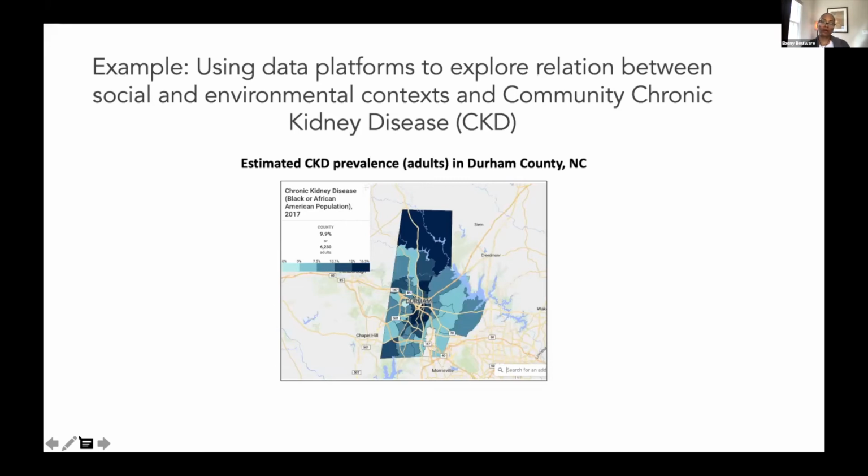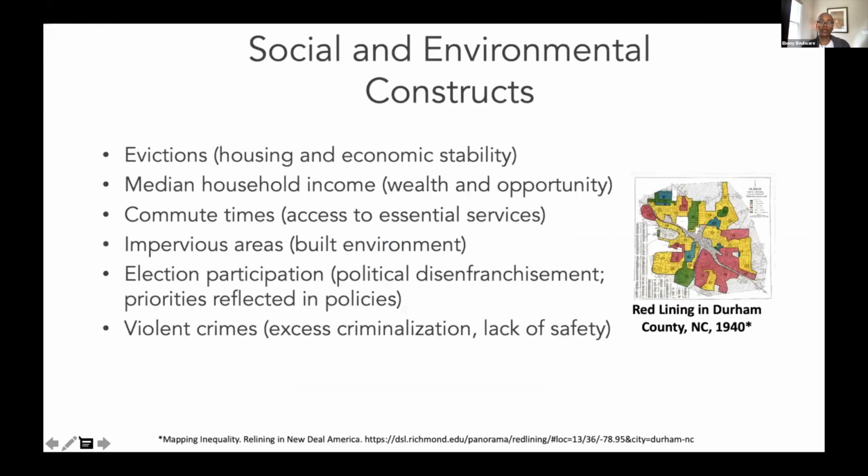And so this is a map of chronic kidney disease among Blacks in Durham County in 2017, where the darker areas are higher prevalence of chronic kidney disease and the lighter areas are areas where there's less prevalence. And what we're doing is looking at factors that are associated with redlining, actually structural racism, and seeing if they are related to CKD prevalence in Durham County.